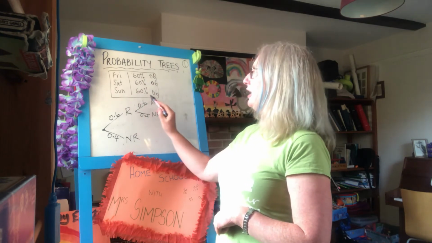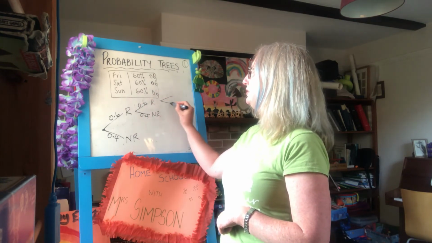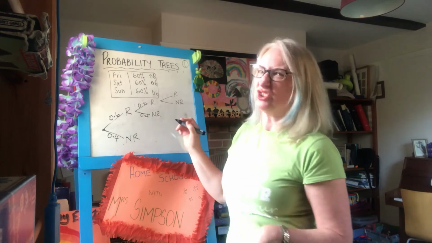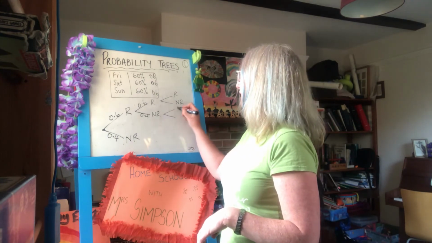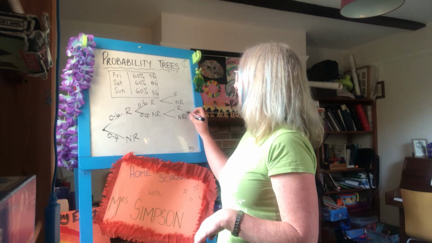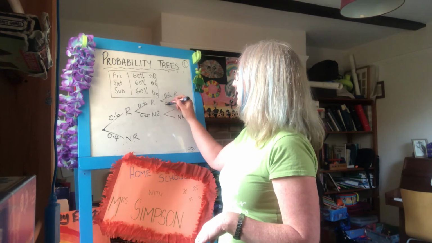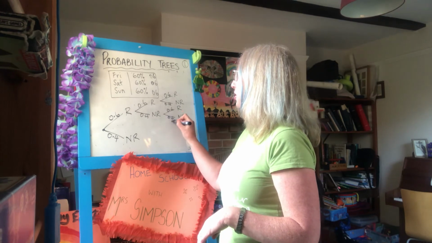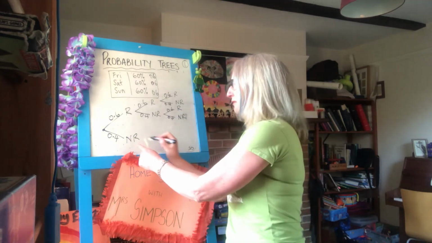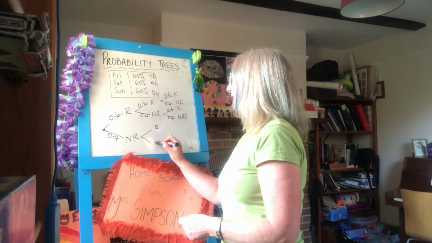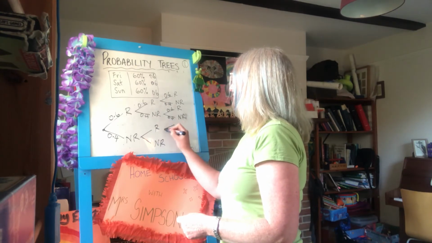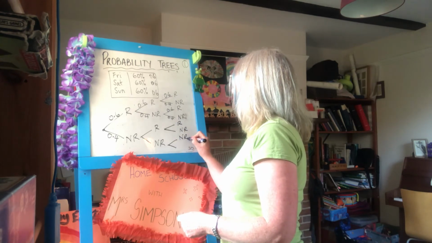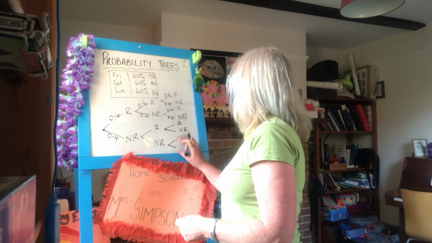If it rains on Friday and it rains on Saturday, what could happen on Sunday? Rain or not rain? See how the tree gets quite big, so we have to be very careful to leave enough space. Rain or not rain, with 0.6 and 0.4 again, they told us in the table. 0.6, 0.4. So we do that. What if on Friday it didn't rain? The same thing happens. Saturday could rain or not rain, and Sunday. Make sure you spread it out so that you don't get jumbled up.